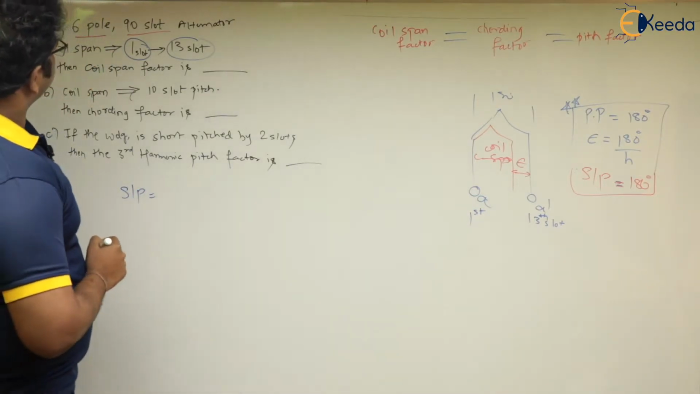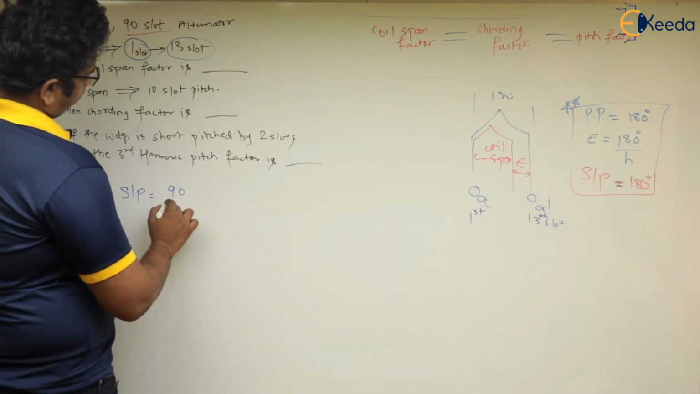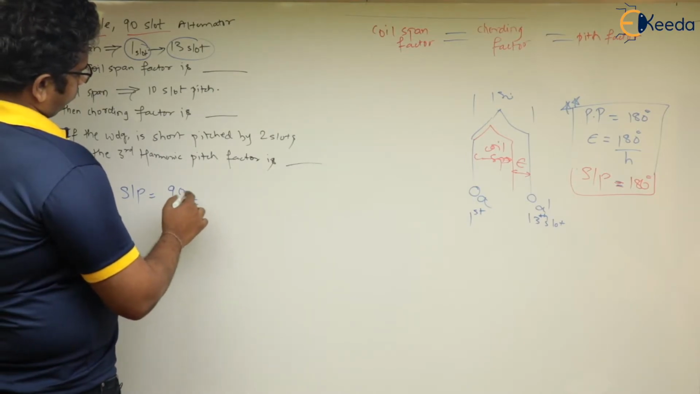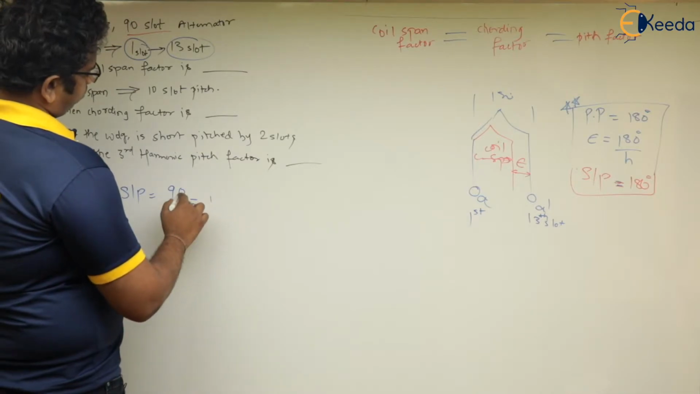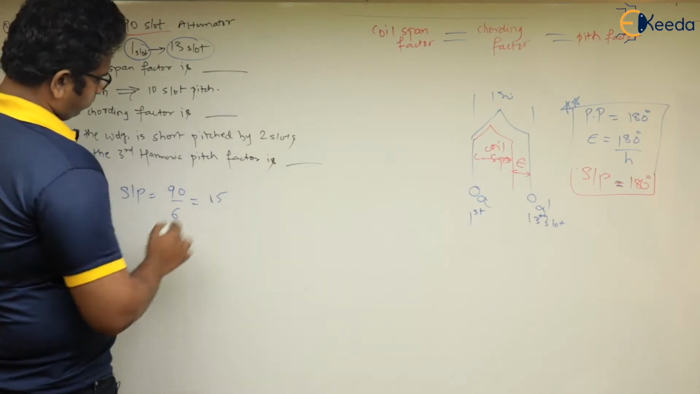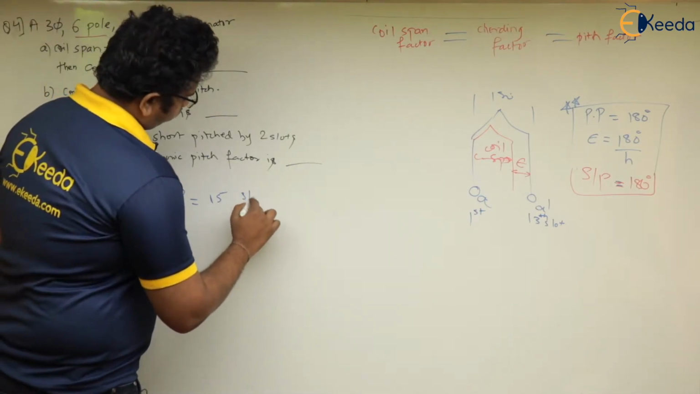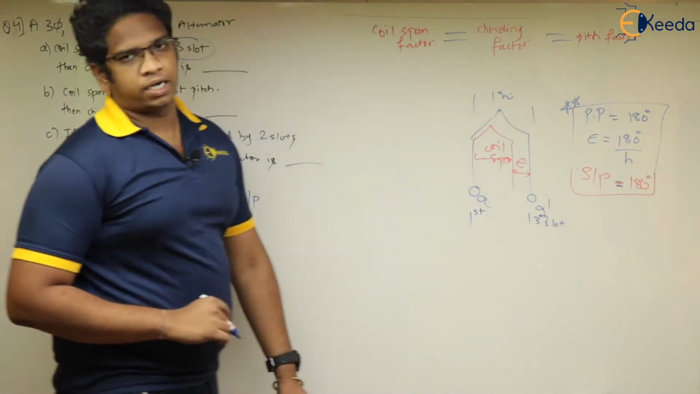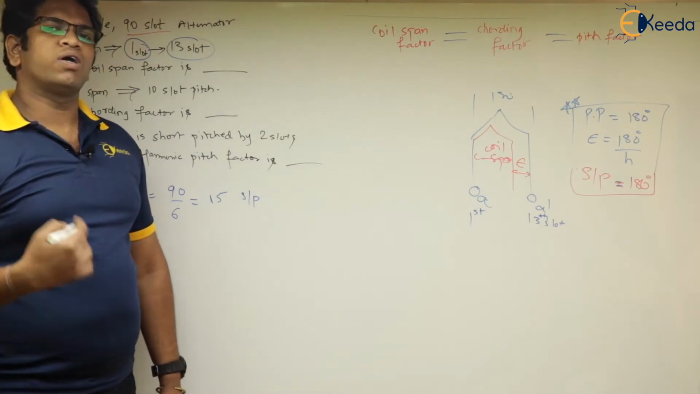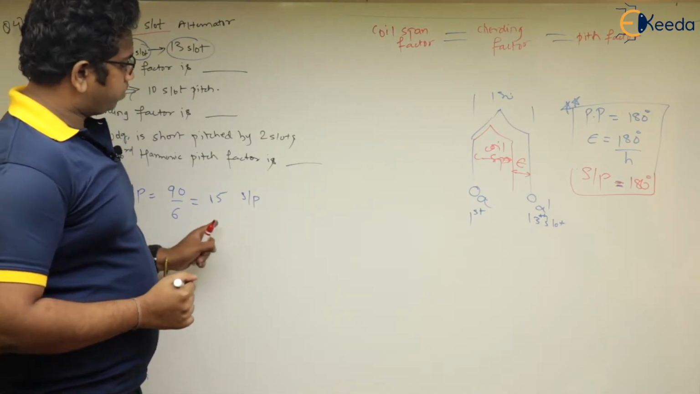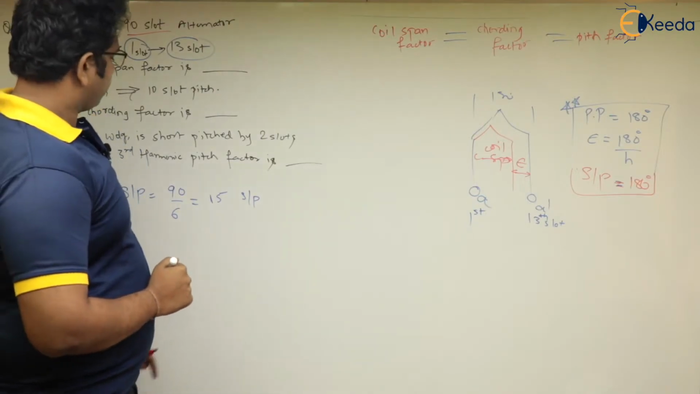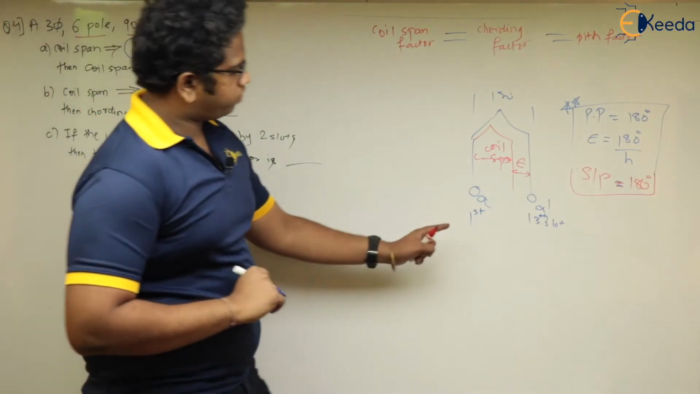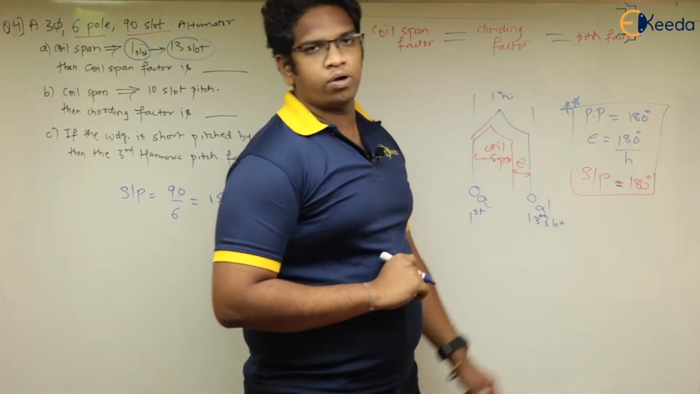Slots per pole is how much? Slots per pole is 90 by 6, which is equal to 15. So 15 slots per pole is there, right? And we have already seen that 15 slots per pole means 180 electrical degrees. So whether it is 2 pole, 4 pole, 6 pole or 8 pole, electrical degrees are slots per pole, which is 15. Which means that rather than on the 13th slot, this has to be on the 15th slot.